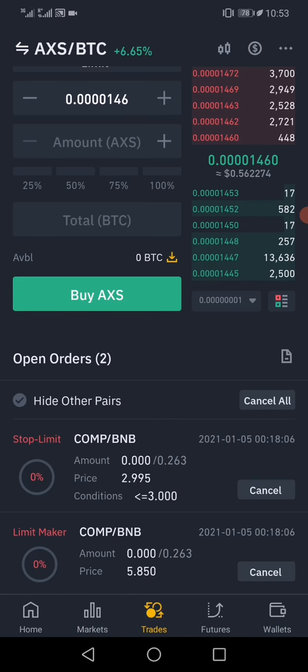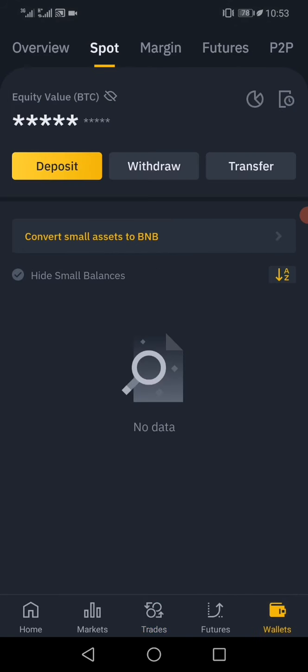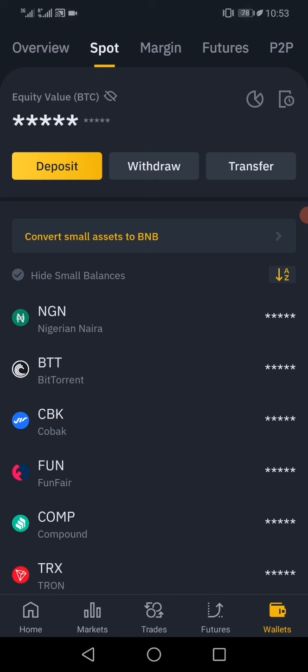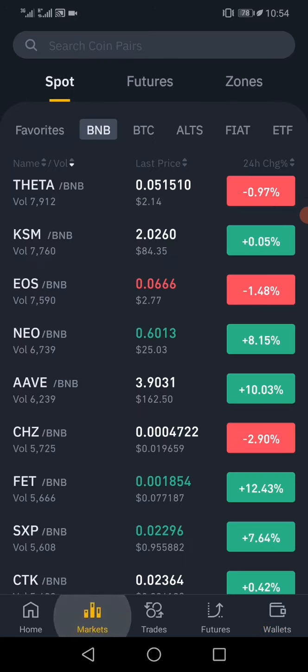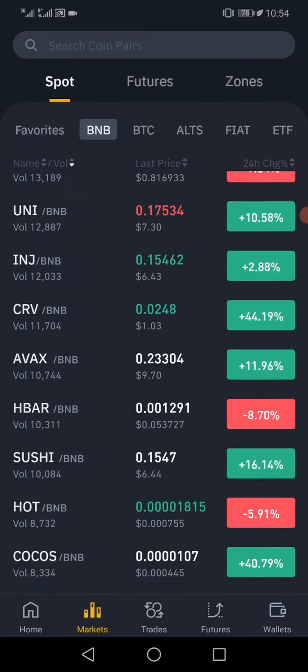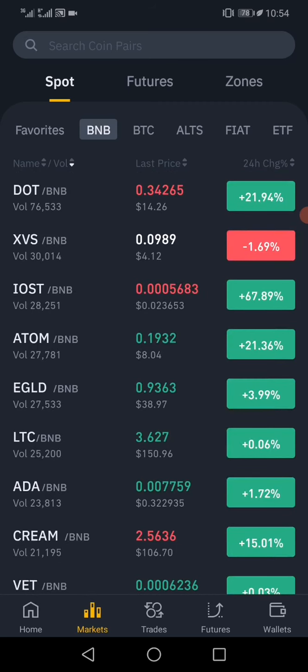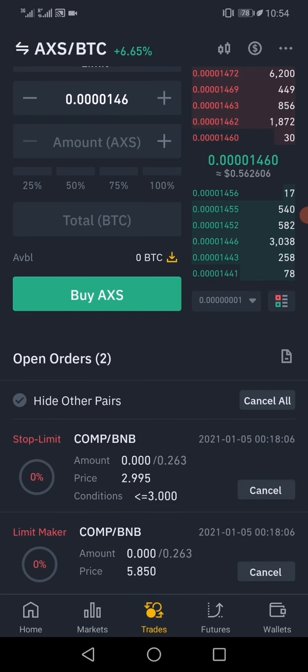So I'll come back to trades. You can see I'm trading COMP against the BNB. So once this order is filled, I'll see the BNB coming back to the top. It will come back to the top because I'll have more BNB than I have COMP at the moment. So that is that. Now the next thing is, after buying and your order is filled, you want to sell. So you come back to your trading page, and then there are 2 ways that you can sell.